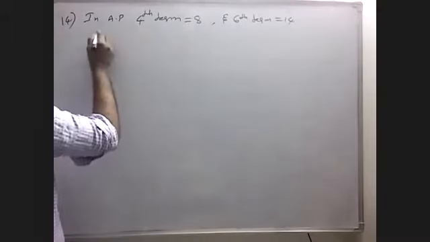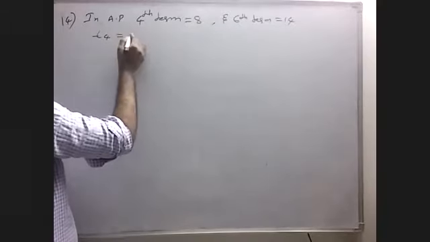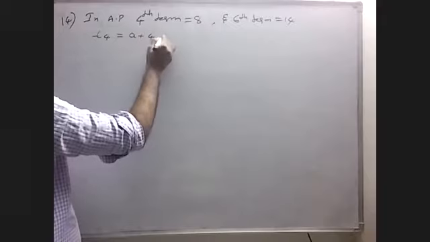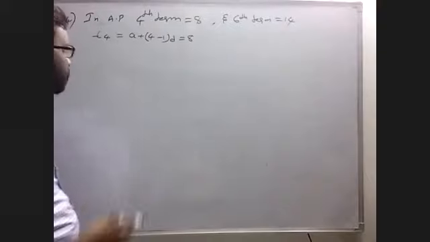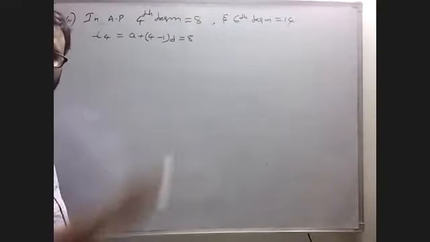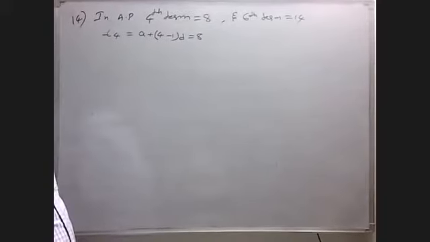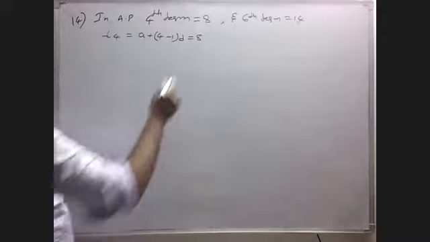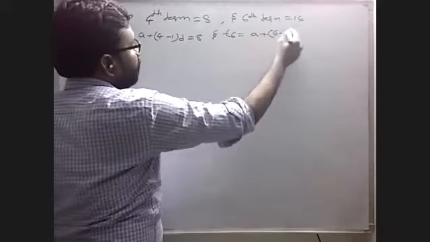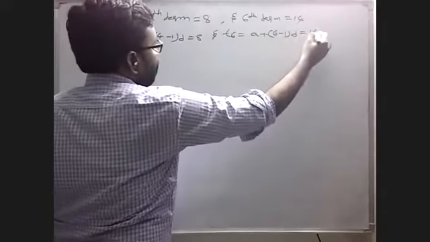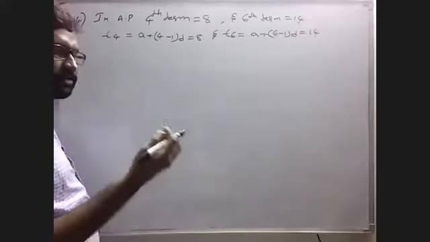Now, the fourth term is given, which means T4 is 8. The formula I am writing: T4 means A plus (4 minus 1) into D is equal to 8. Why? Because the Tn formula is A plus (n minus 1) into D. Now T6 is equal to A plus (6 minus 1) into D, which is given as 14.